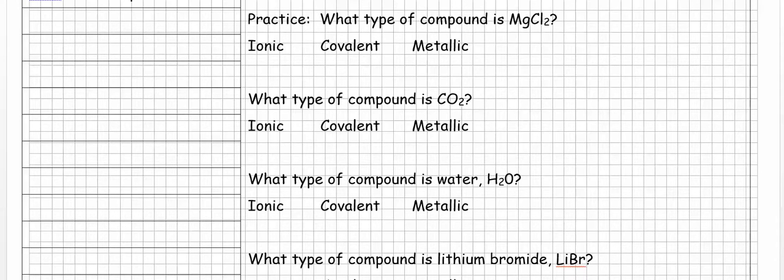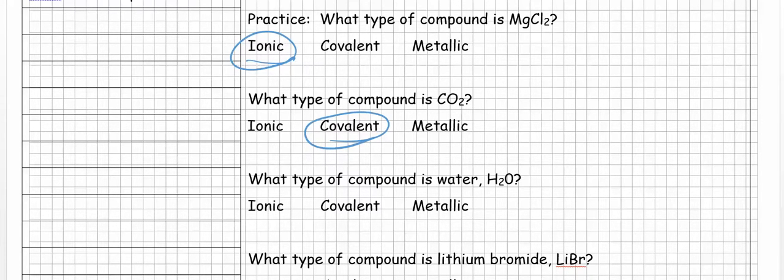So let's do a little practice now. What type of compound is MgCl2? So let's find magnesium on the periodic table and then chlorine. Notice that magnesium is on the extreme left and chlorine is on the right. So we have a metal with a nonmetal, and when metals and nonmetals combine, we call that ionic. So the first one is going to be ionic. How about CO2, carbon dioxide? Well, carbon is to the right of the zigzag line. Oxygen is also to the right of the zigzag line. When two nonmetals combine, we call that covalent.